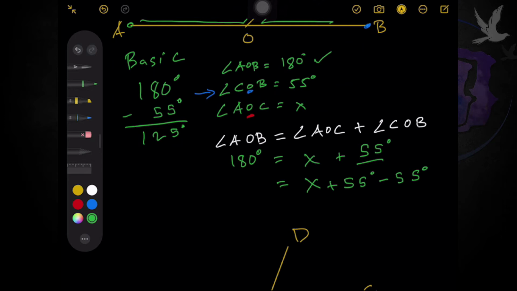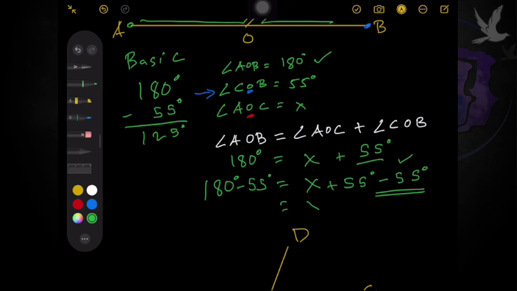And there is a special rule kasi. There is a special rule when dealing with equations. What you do in one side, which in this case, we subtracted 55, you should also do on the other side of the equation, which is this side, 180 degrees. Since nag-minus tayo ng 55 here, we should also subtract 55 here.